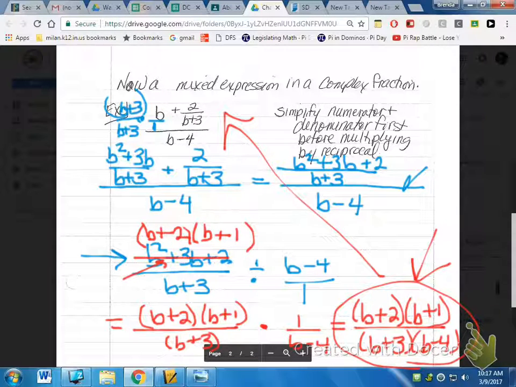So there you go. Questions about that? That is taking a mixed expression and simplifying it out of a complex fraction. So we've taken both parts above and simplified it. Questions?